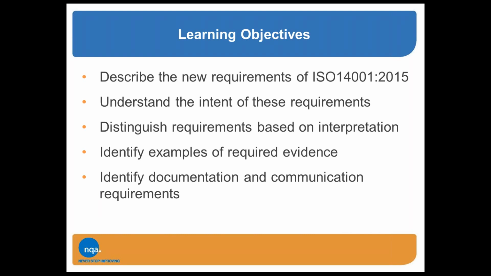So hopefully by the end of this next hour or so, you should be able to describe the new requirements of the standard, understand what each clause actually means, distinguish different types of requirements based on interpretation, so that's interpretation of individual phrases that are used within the standard, identify some examples of the required evidence, the types of things that we're going to want to see when we carry out a certification visit, and also then identify the types of documentation and communication requirements that are within each individual clause of the standard.